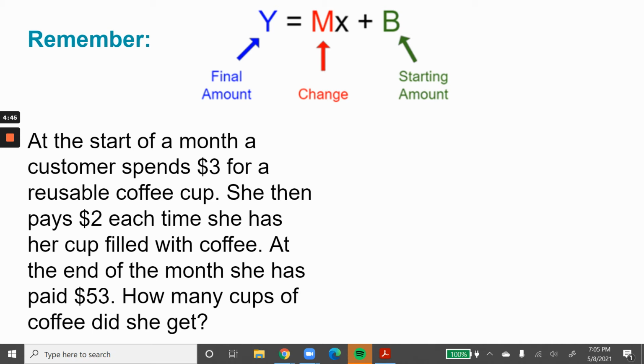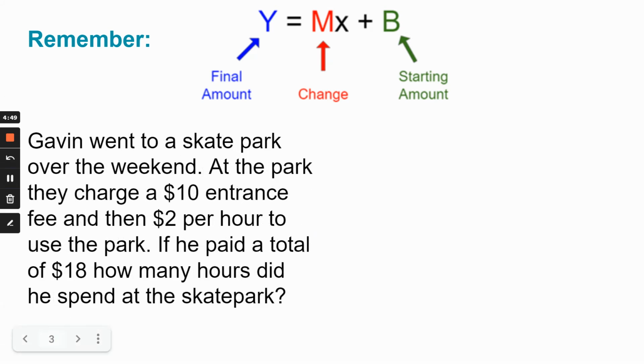Let's look at another example. In this example, it says, Gavin went to a skate park over the weekend. At the park, they charge a $10 entrance fee and then $2 per hour to use the park. If he paid a total of $18, how many hours did he spend at the skate park?